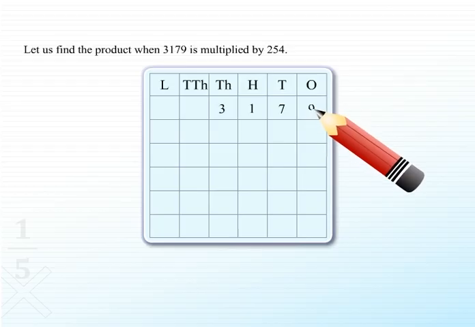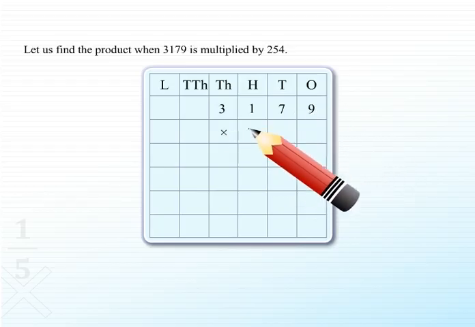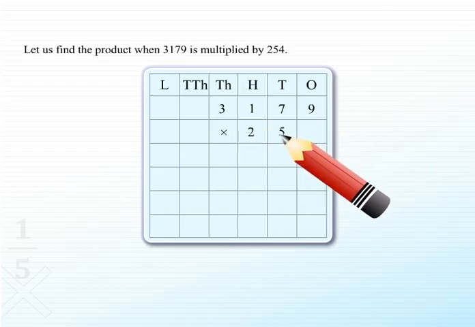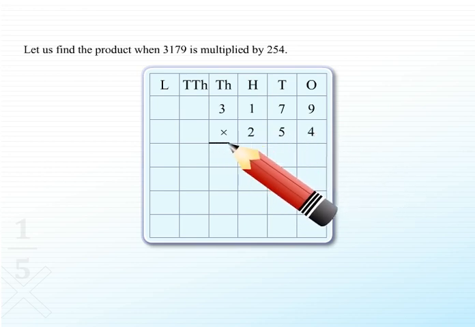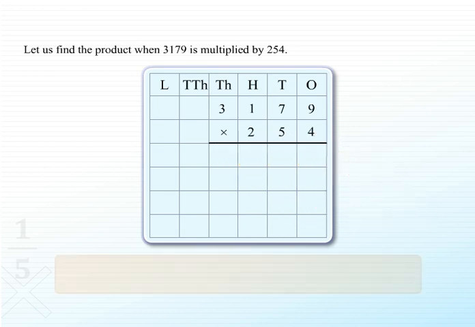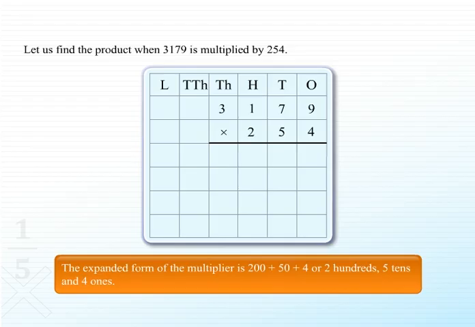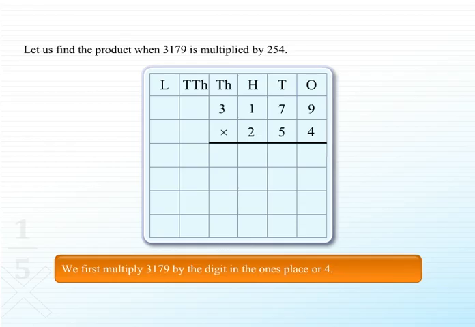Let us find the product when 3179 is multiplied by 254. The expanded form of the multiplier is 200 plus 50 plus 4, or 2 hundreds, 5 tens and 4 ones.